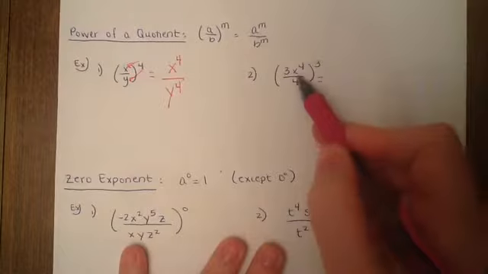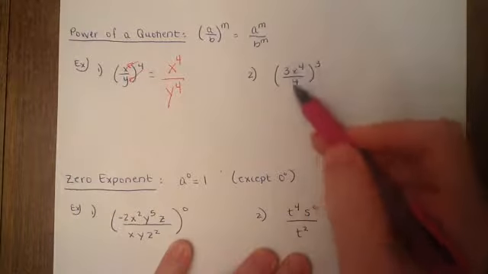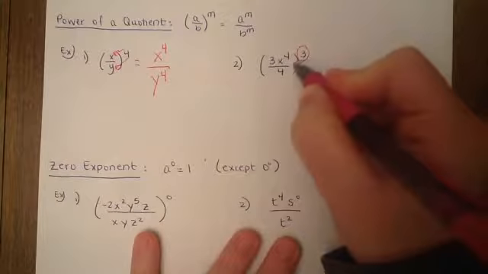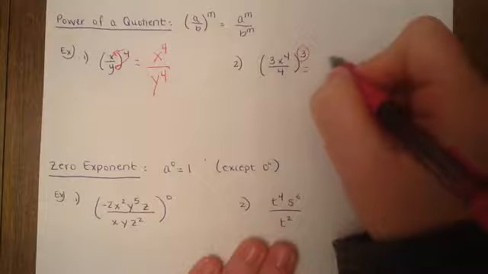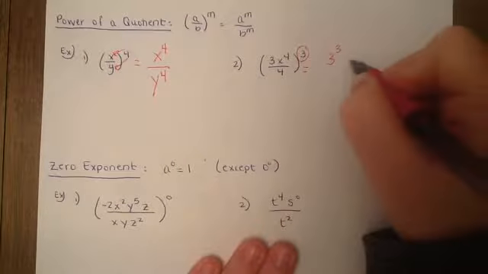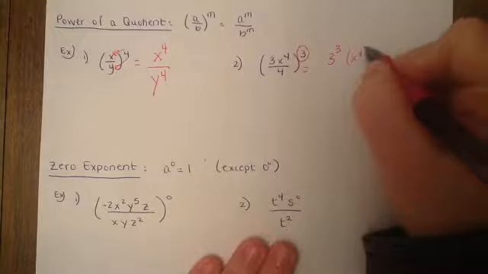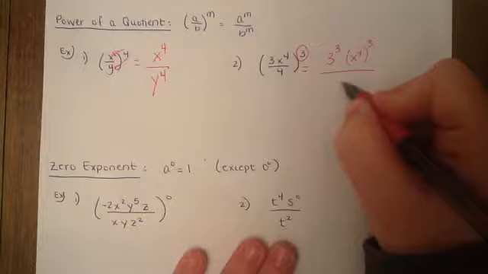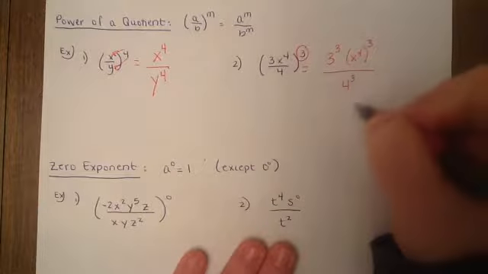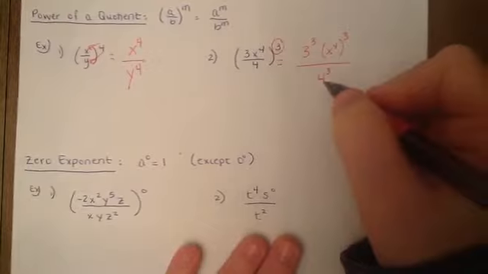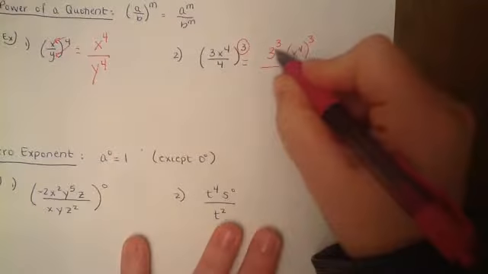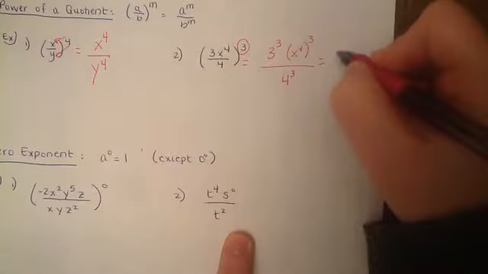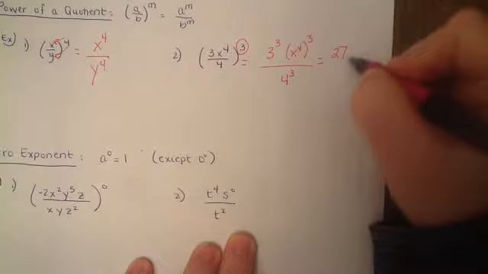For number 2, I have many pieces inside. So each piece inside is going to get the 3 exponent. So if I give that to each piece, I'm going to have 3 to the third, x fourth to the third, and all of that over 4 to the third. I'm going to have to do a little bit of simplifying here. 3 cubed means 3 times 3 times 3, which is 27.